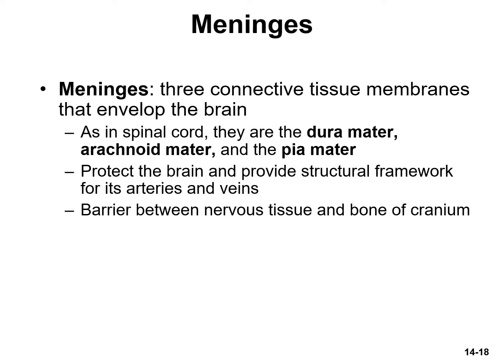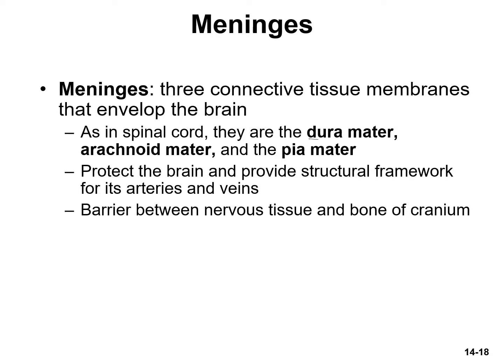Okay, the meninges. You might be familiar with this from our very first week of class when we were talking about cavities of the bodies and membranous linings of those cavities. Meninges are the lining of the brain and the spinal cord. So in the brain, there are 3 connective tissue membranes, and that's the same pattern that you see in the spinal cord. They are the dura mater, the arachnoid mater, and the pia mater.